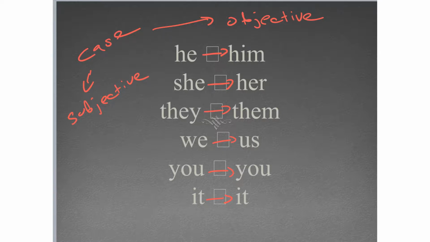And then into the objective, it changes, right? It goes from he to him, from she to her, from they to them, from we to us, and then you and it are the same. So I imagine someone in your life has at least once said to you, when you say me and my friend, my friend and I, okay? Because me is the objective and cannot be used as the subject, right? So instead of me and my friend, it's my friend and I.